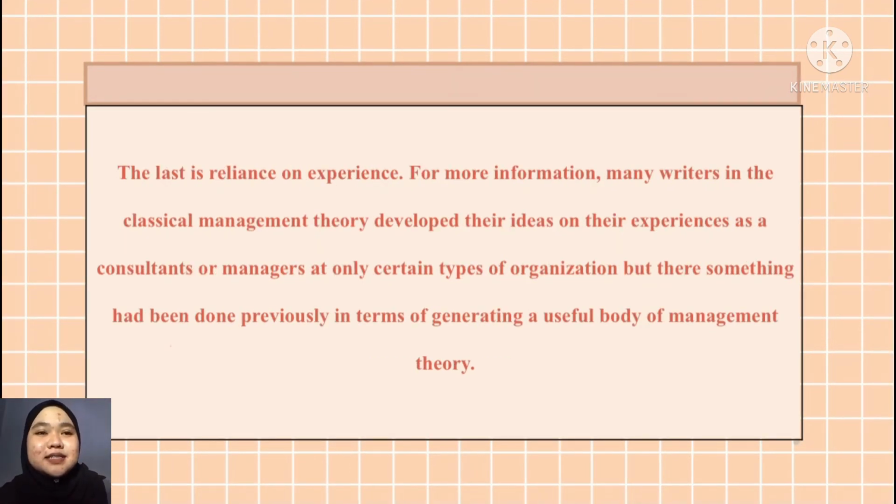The last is reliance on experience. For more information, many writers in classical management theory developed their ideas from their experience as consultants or managers in only certain types of organization, but something had been done previously in terms of generating a useful body of management theory. That's all from me.